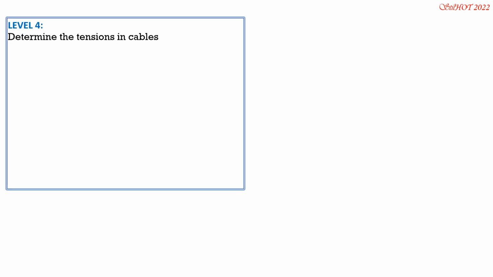Level 4. Determine the tensions in cables AB, AC, and AD. The figure shown.